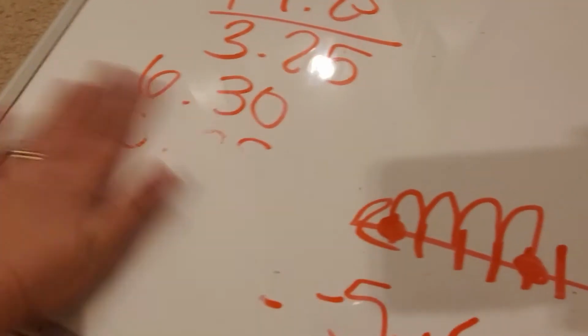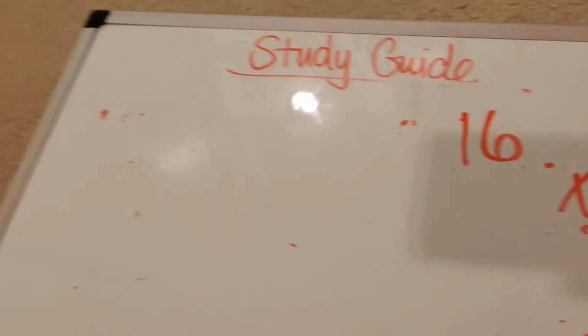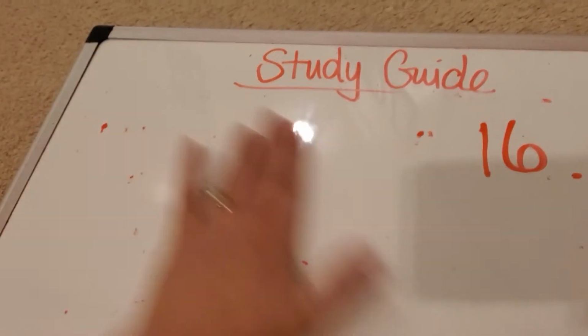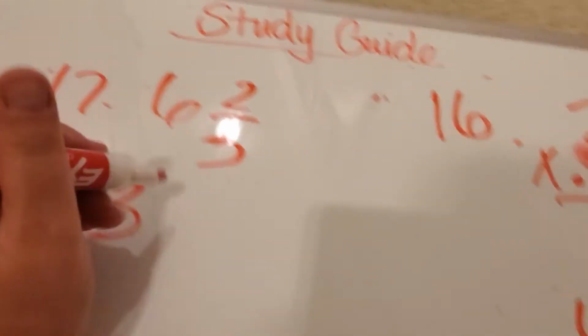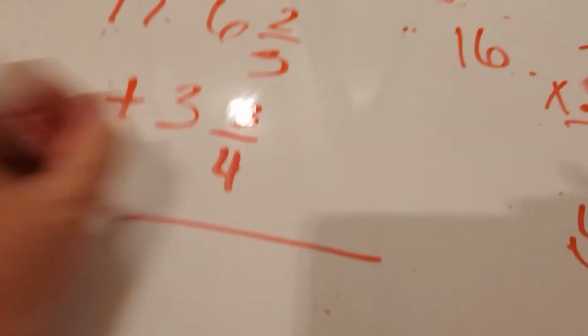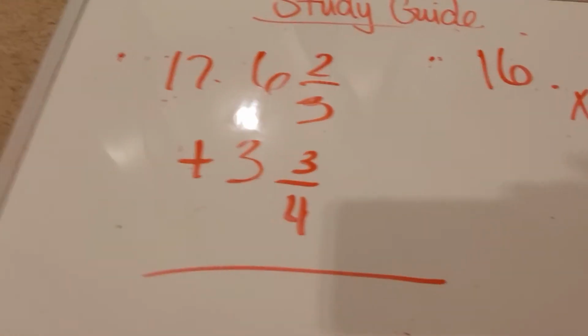On number 17, this is a review problem that you have been doing. 6 2/3. Set it up. 6 2/3. Remember I said to set them up vertically? 3 3/4. Okay? So what's your common denominator?